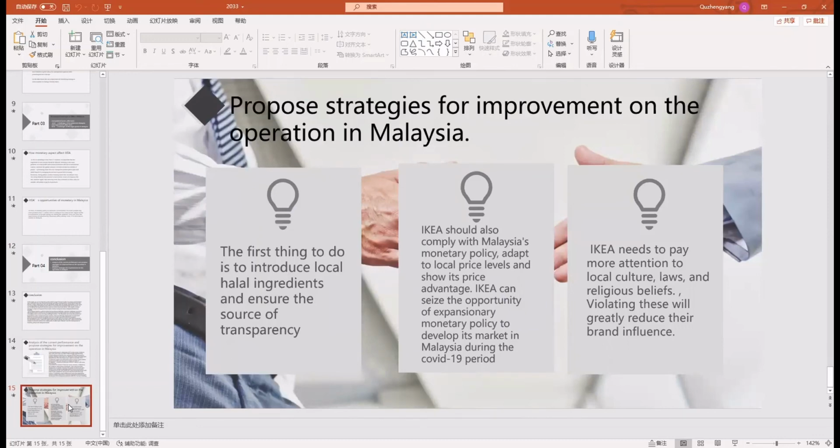The first thing to do is to introduce local halal brands and ensure the source is transparent. The second one is ECO should also comply with Malaysia's mandatory policy, adapt to local price levels and show its price advantage. The last one is ECO needs to pay more attention to local cultural laws and religious beliefs.